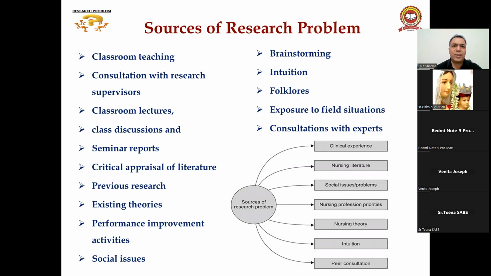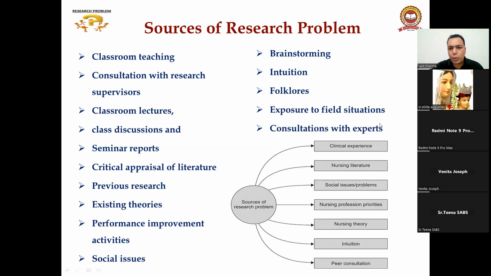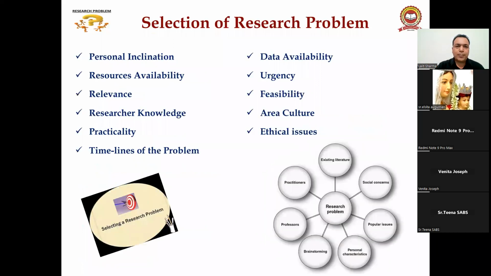So what are the sources of a research problem? Classroom teaching, consultation with research supervisor, classroom lecture, class discussion, seminar reports, critical appraisal of literature, previous research, existing theories, performance improvement activities, social issues, brainstorming, intuition, folklores, exposure to field situation, consultation with expert. So there are so many areas of research problems. These are the sources of research problems.